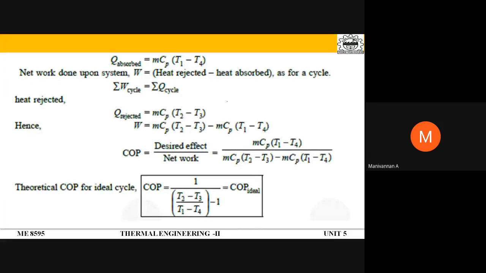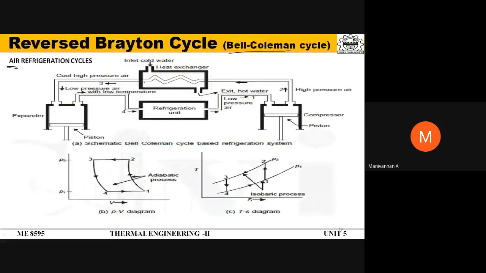So now, what is the amount of heat that we are removing from the refrigeration system? This is what we call the ton of refrigeration, or the system capacity. The capacity of the refrigeration system is nothing but how much heat I am removing from the refrigeration unit.